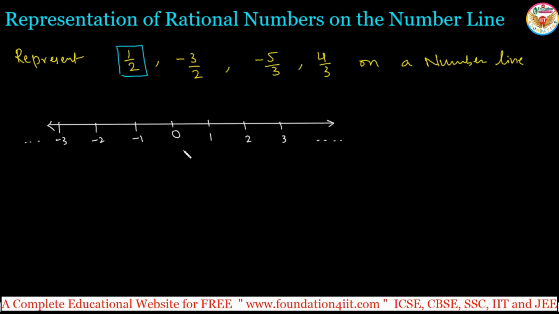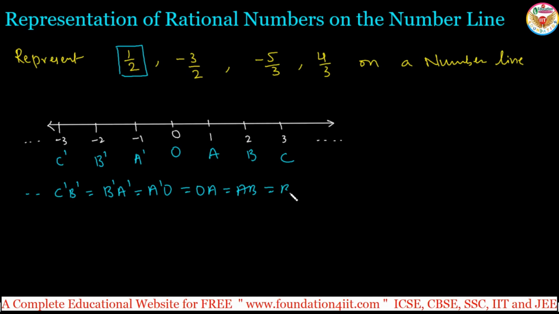Let this be O, and then A, B, C and so on, and on the other side A dash, B dash, C dash and so on. That means C dash to B dash is exactly equal to B dash to A dash, which equals A dash to O, which equals OA, and AB equals BC, and so on. That means the distance between every pair of adjacent integer points is equal.